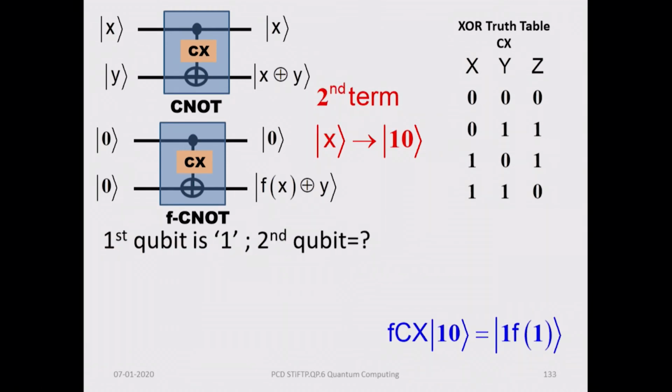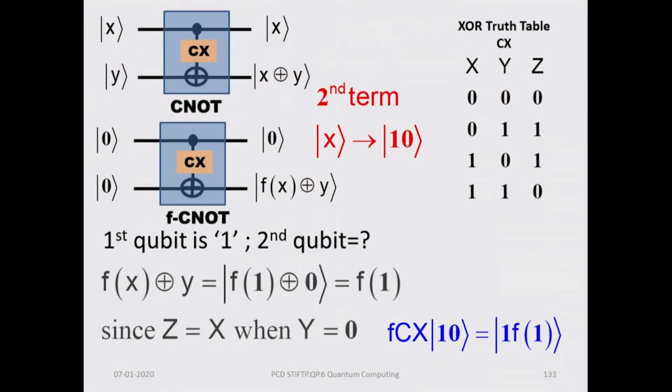So, now the second term is x is 1 0, and you can use the same logic, which is f(x) XOR y. So, x is 1, and since y is 0, z again will be equal to x, but instead of the control not, we are using the function control not. So, you have the function 1 over here, right.